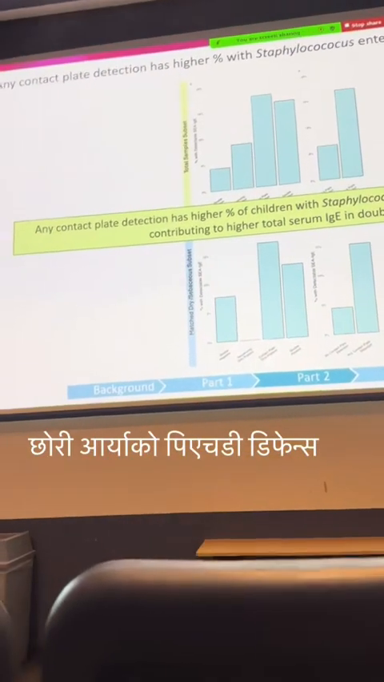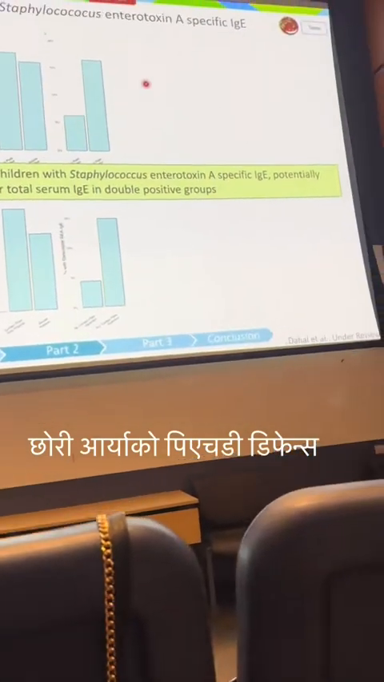We decided to look further into this trend of staph-specific IgE. And here I'm showing a similar study where for a subset of the samples, we looked at the detectable Staphylococcus enterotoxin A-specific IgE as a measure of Staph aureus biological relevance. So we see an interesting trend here that kind of mimics what we saw with higher total serum IgE in the double positive groups.